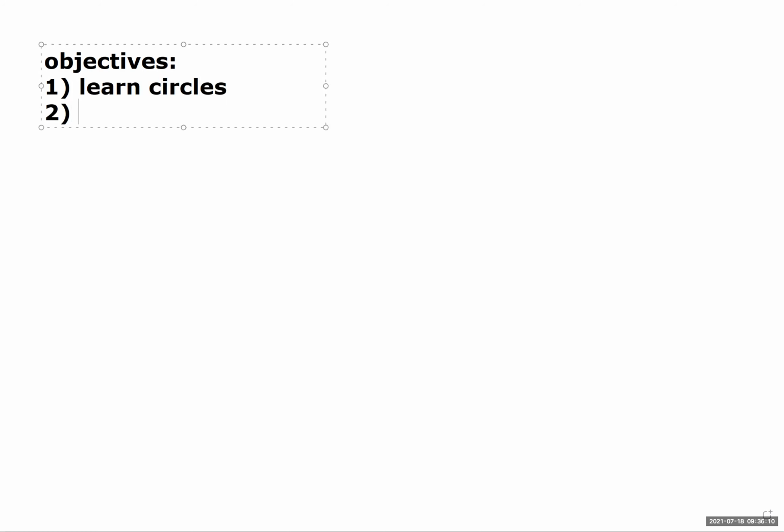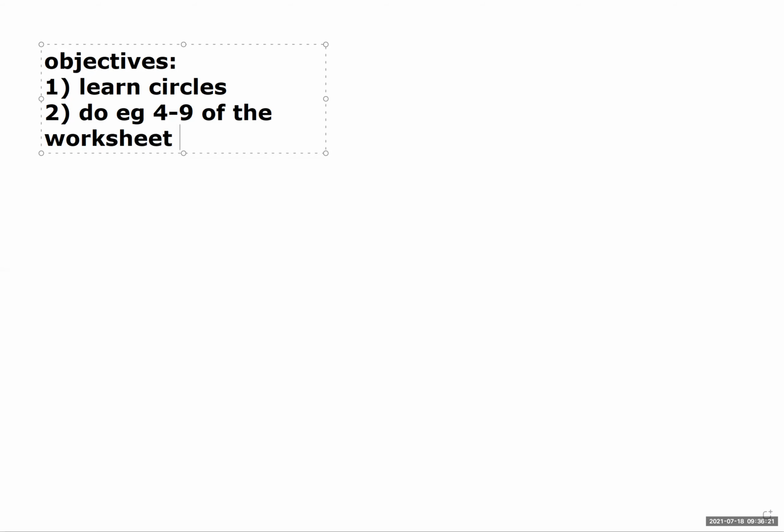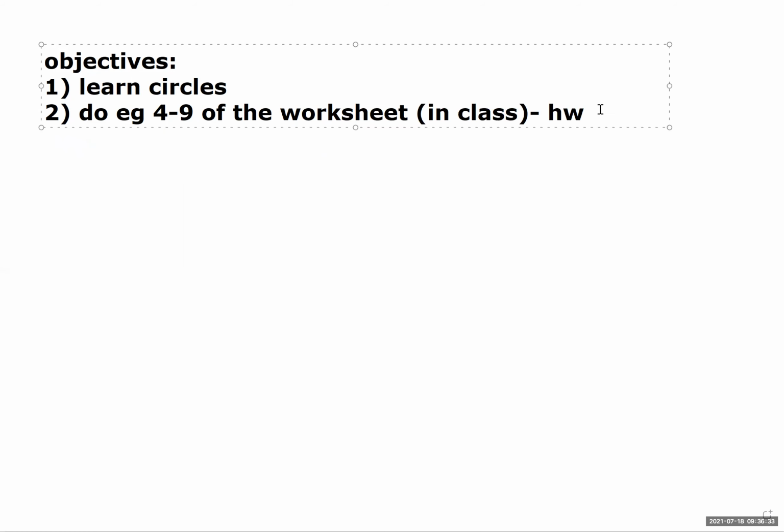And then number two is we're gonna do example 4 to 9, right? 4 to 9 of the worksheet. Question number 4 to 9 of the worksheet. Yeah. So it's in class, but if you cannot finish, then it will be homework. Yeah, that's about it. Okay, let's see how much we can learn today.